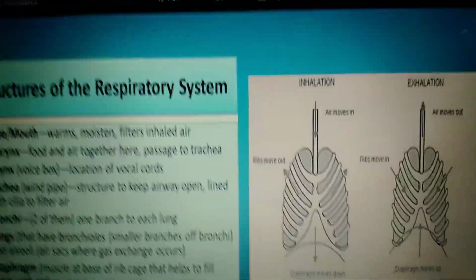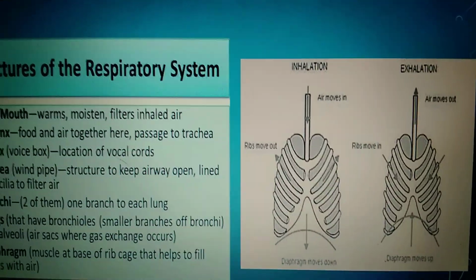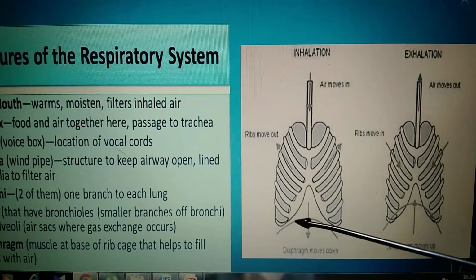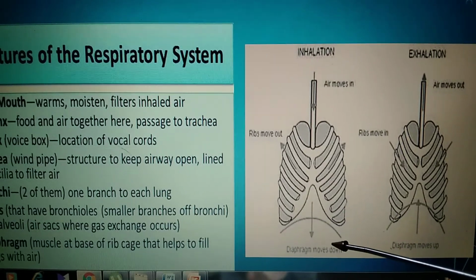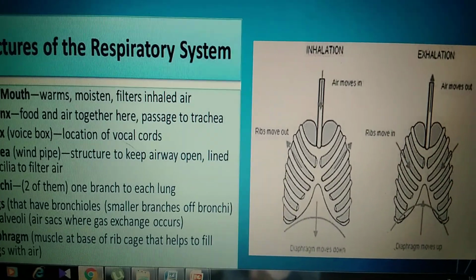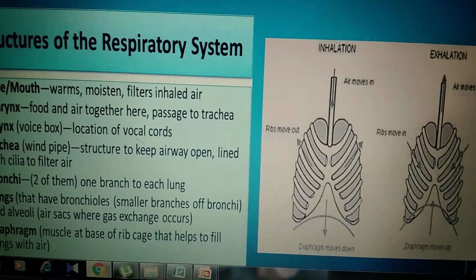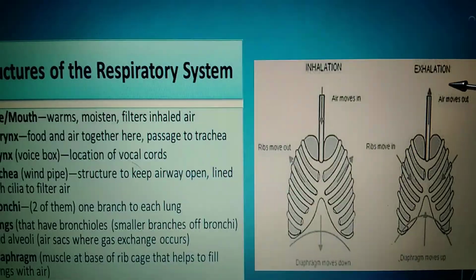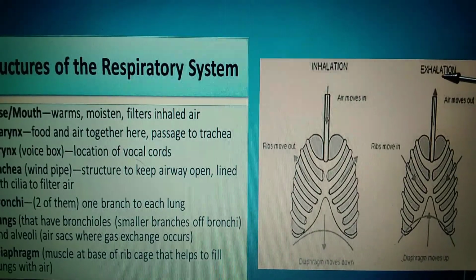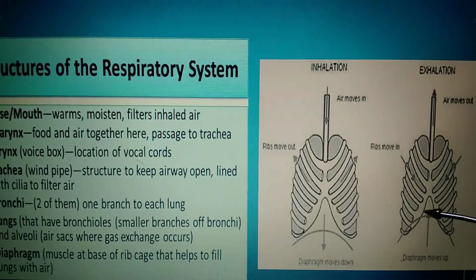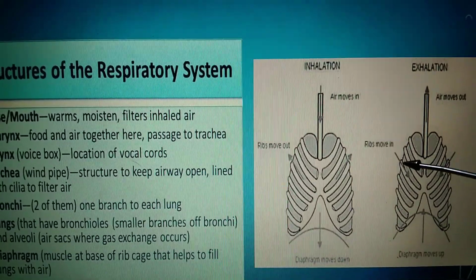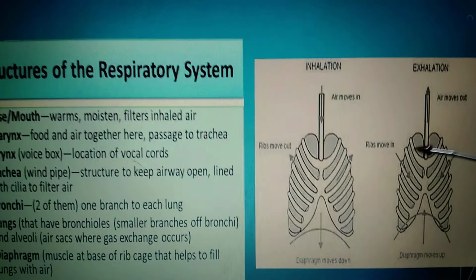So this is the process of inhalation and exhalation. When the air moves in, the diaphragm relaxes and the ribs move out. On the other hand, during exhalation, when the air moves out, the diaphragm moves up. That means the contraction occurs and the ribs move in.